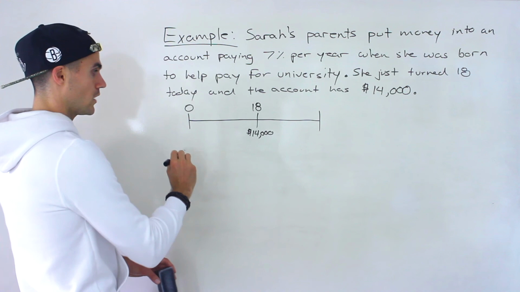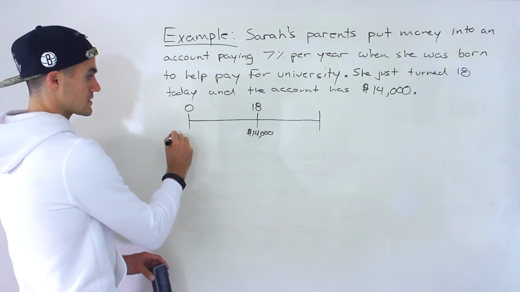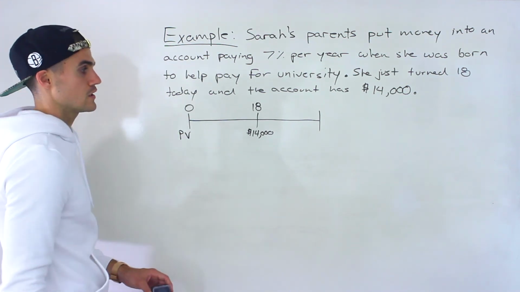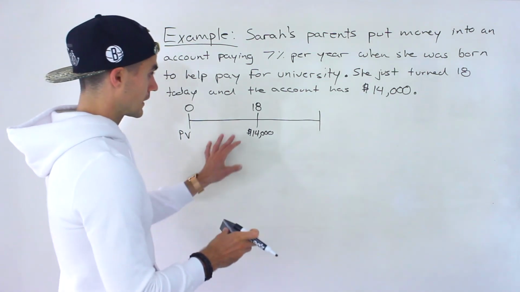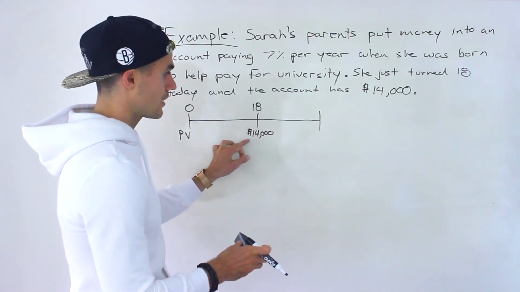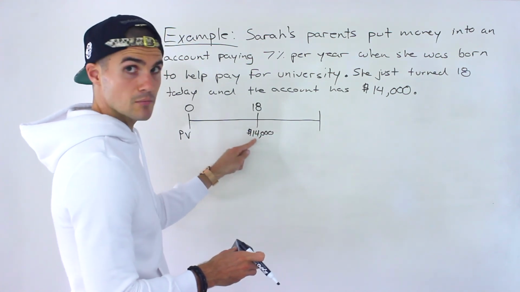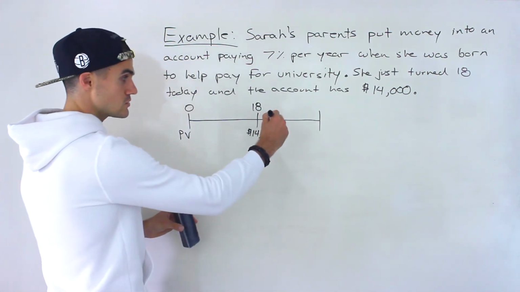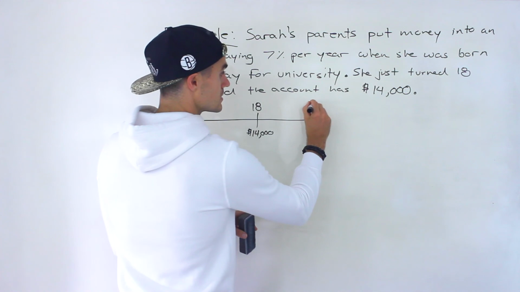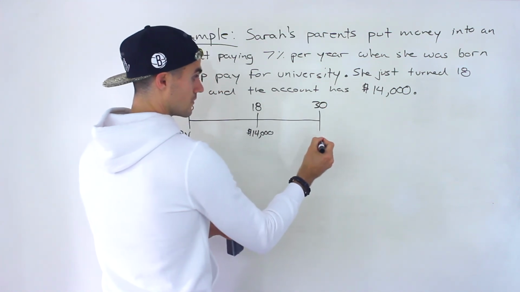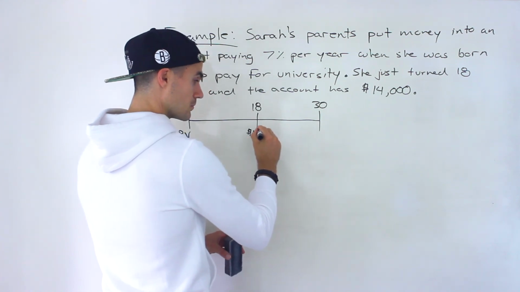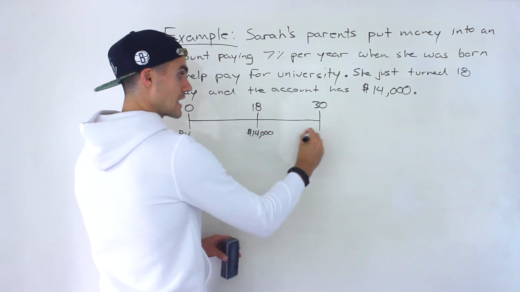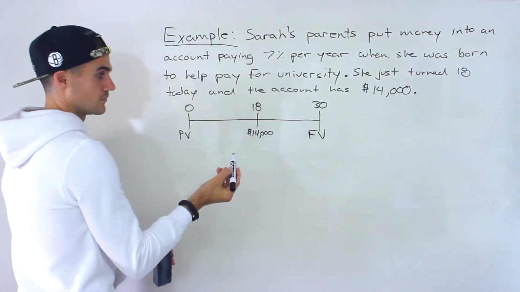And so in question one, they're asking how much was originally invested. We're going to have to solve for this PV over here. And then in number two, they're saying, let's say that she keeps this amount. She's not going to use it for university. She keeps the money in the account, so it continues to compound until she's 30. And she's going to use that on a down payment on the house. So in part two, what we're going to have to do is calculate the future value.